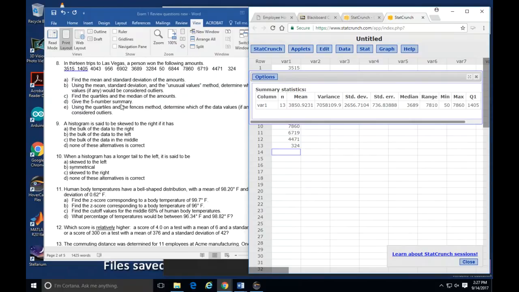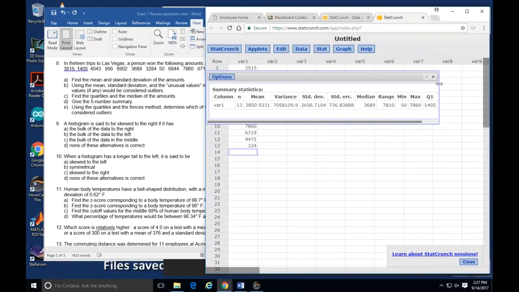In this problem, it's also asking for lots of other information. It's asking for the quartiles, so we have the Q1 and the Q3. My first quartile is 1405. My third quartile is 6719. My median is 3,689. So I could do my whole 5-number summary. I've got the min, the Q1, the median, the Q3, and the max, all of them included in here.